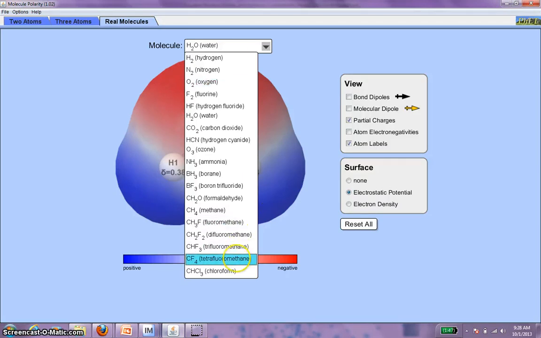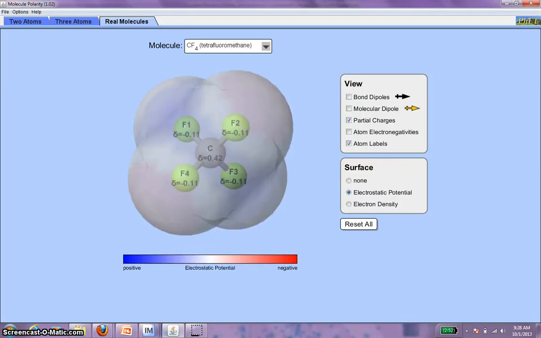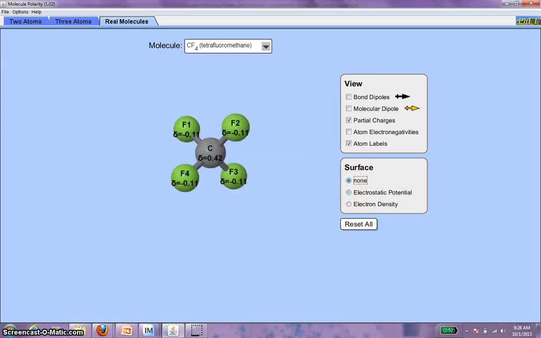Let's grab another one. Let's do CF4. So in this instance, we have carbon and 4 fluorines. You can see that there is a little bit of a negative charge here. Let me remove this so you can see that a little better. So here's negative, here's negative, here's negative, and here's negative. So there's an even distribution of negative charge around the outside. In this case, we have an equal sharing of those electrons, and therefore this is nonpolar.